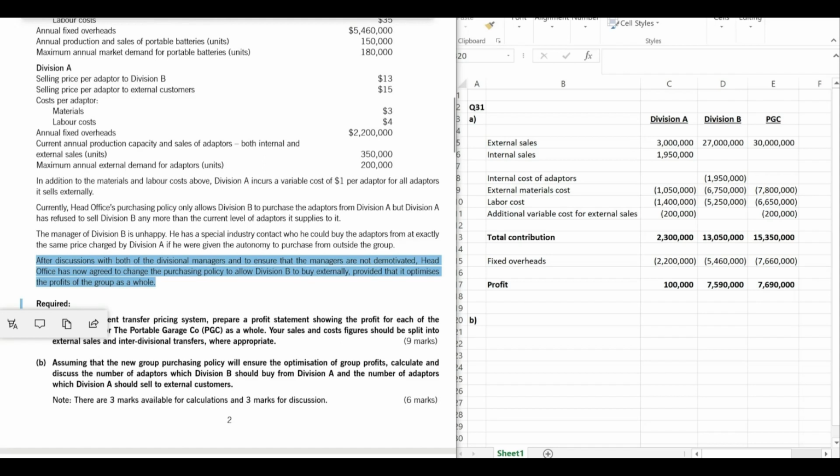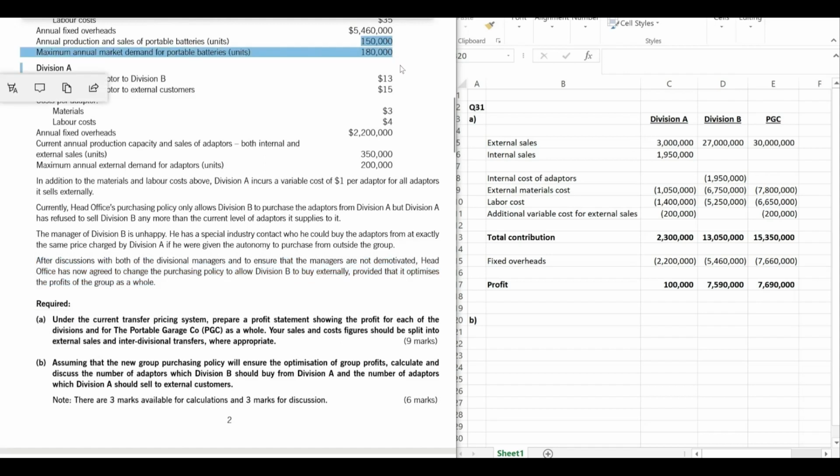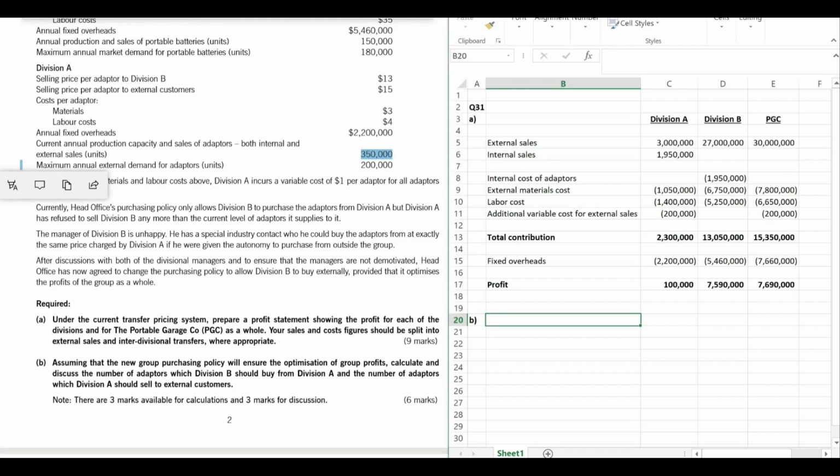So Division B will no longer be restricted to the 150,000 sales. They can potentially have 180,000 sales. But the question is, these extra 30,000 units, should they buy from outside or should they ask Division A to forego some of their own sales because they're already at full capacity and sell them to Division B? So that's the analysis we're doing here, okay? So option one, let's just write this down. There are 2 options here.